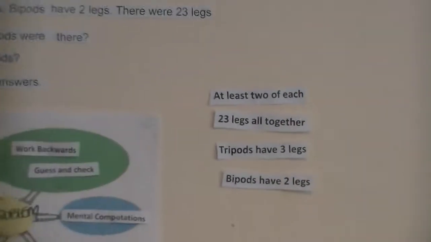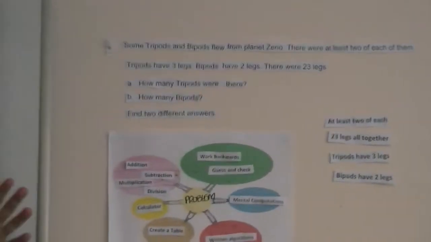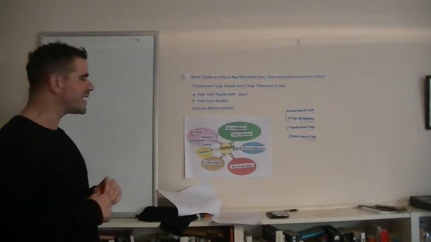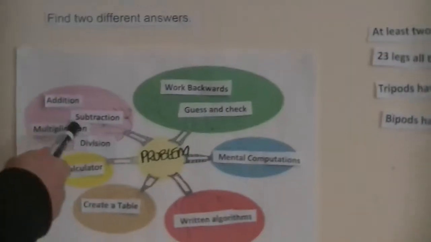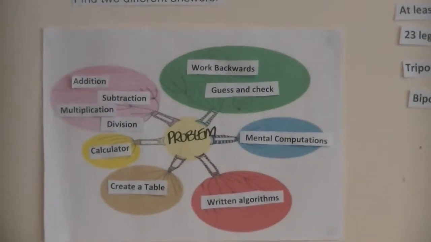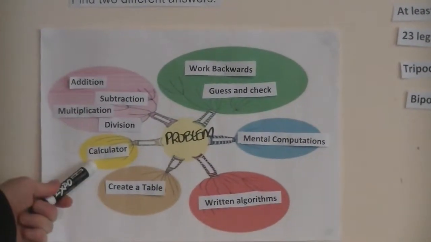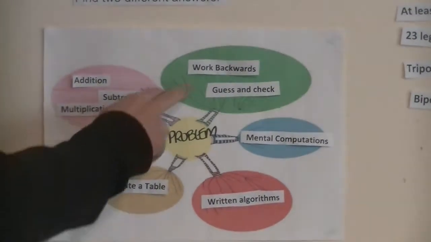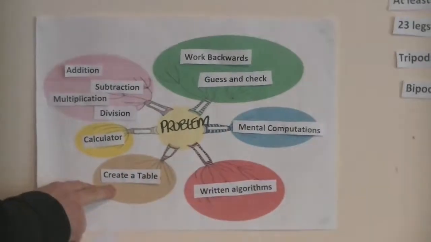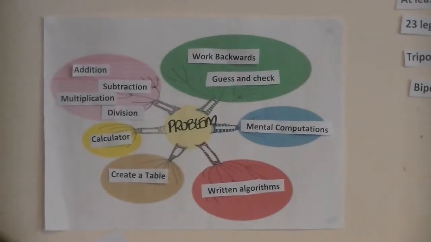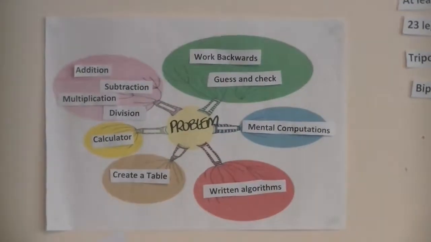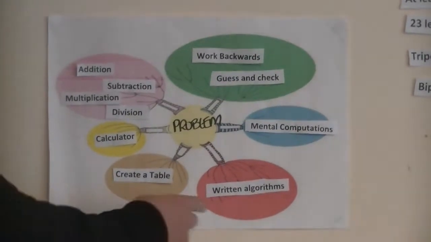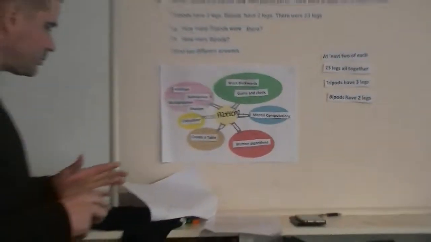Now, I've created a mind map of the math skills and areas that we're going to look at today. So we'll be looking at addition, subtraction, multiplication and division. Some students can use a calculator if they like. We'll be employing strategies of working backwards, guess and check, and maybe creating a table. We'll definitely be using some mental computations, and there will be written algorithms in there.